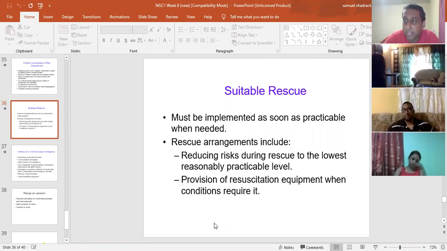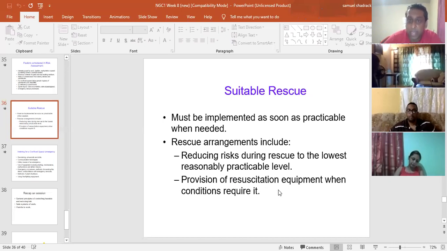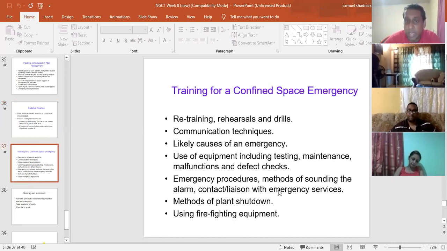So a lot of companies who do work in tanks have rescue teams. Hummingbird, HHSL is one of them, and so many others. Those persons must be trained. So suitable rescue includes reducing risk during rescue to the lowest reasonably practicable level, and provision of resuscitation equipment when required. The rescue teams will have to have that, and the team will have to be trained.